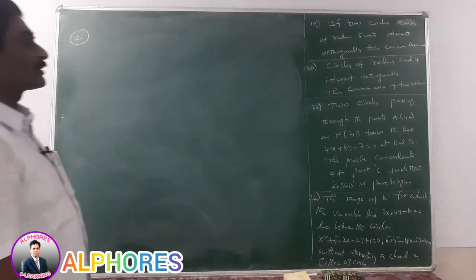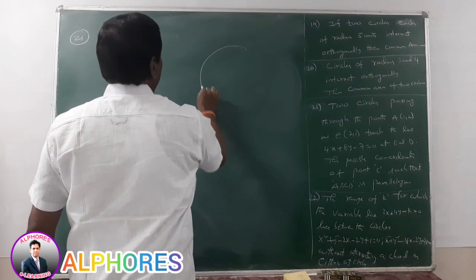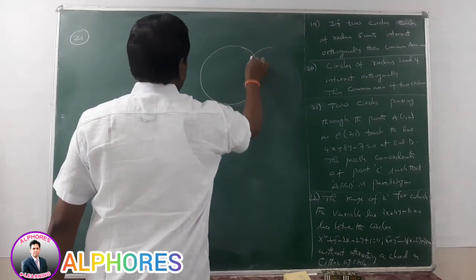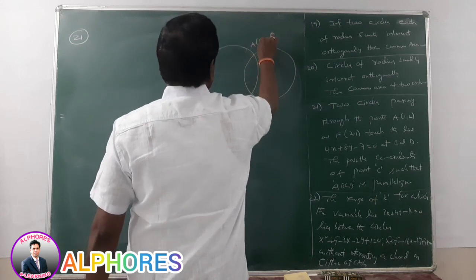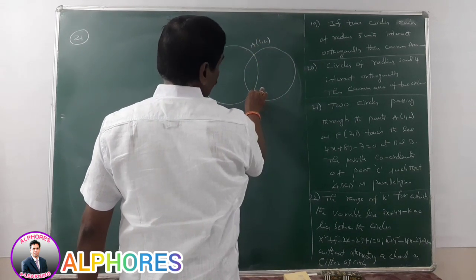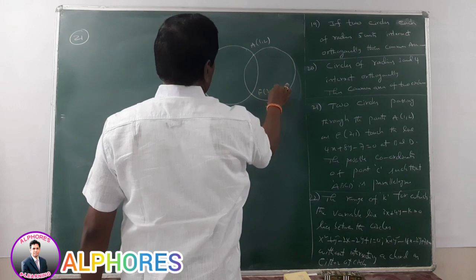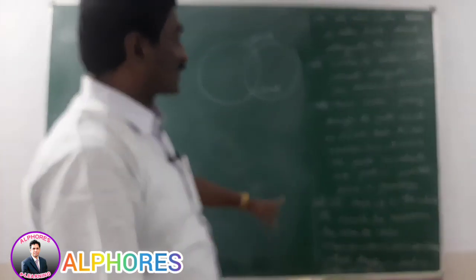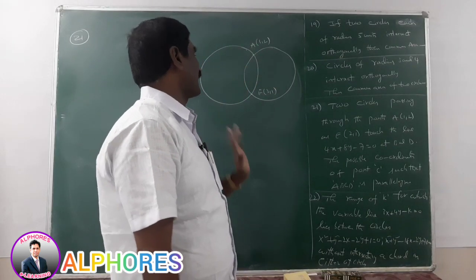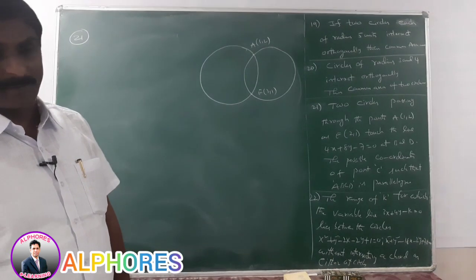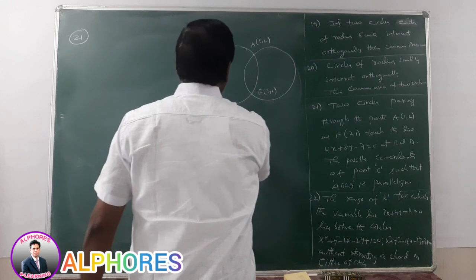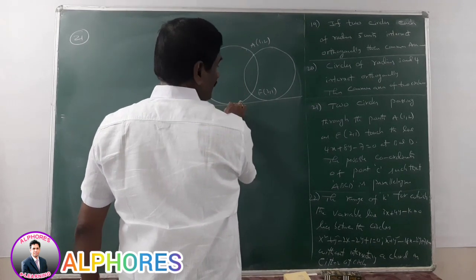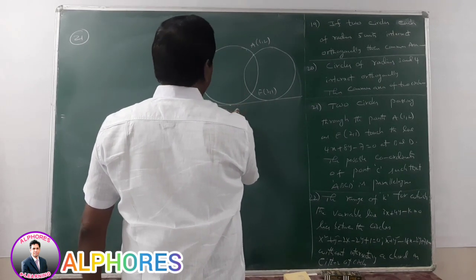Two circles passing through the points means the two circles have two common points. Those common points are nothing but A, which is 1 comma 2, and E, which is 2 comma 1. Two circles passing through these two points means these are intersecting at A 1 comma 2 and E 2 comma 1. Next, these two circles touch the line. This line is at the points B and D. This is B, this is D.